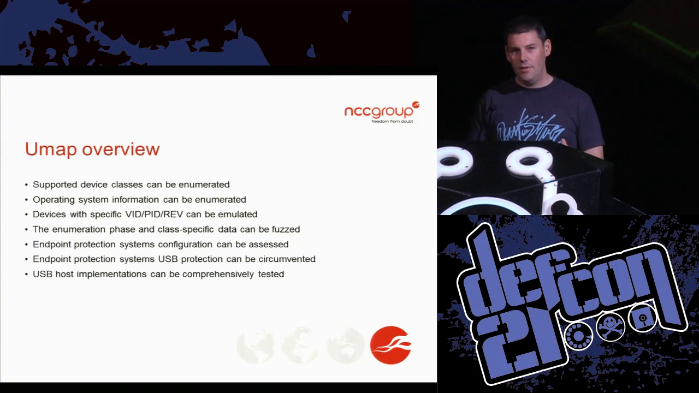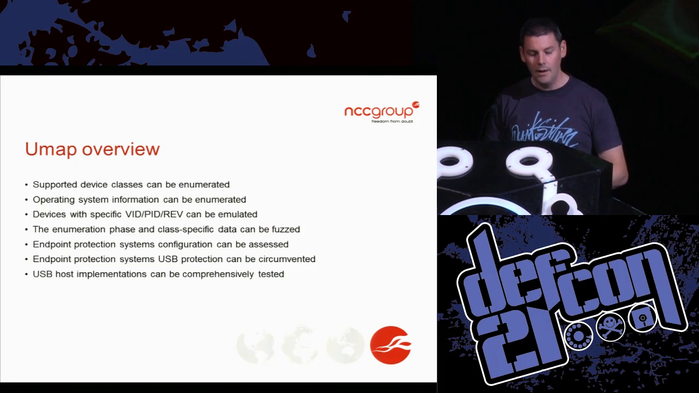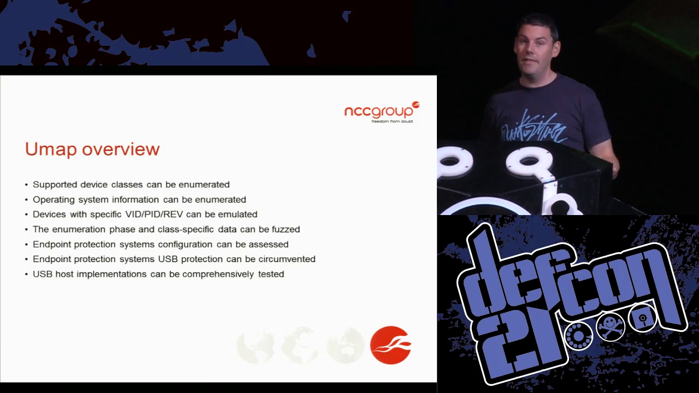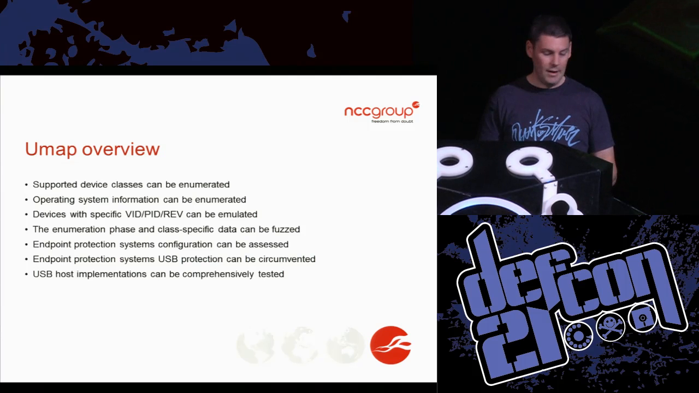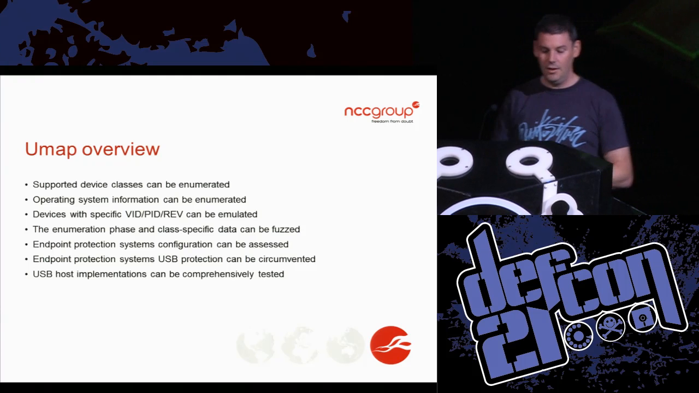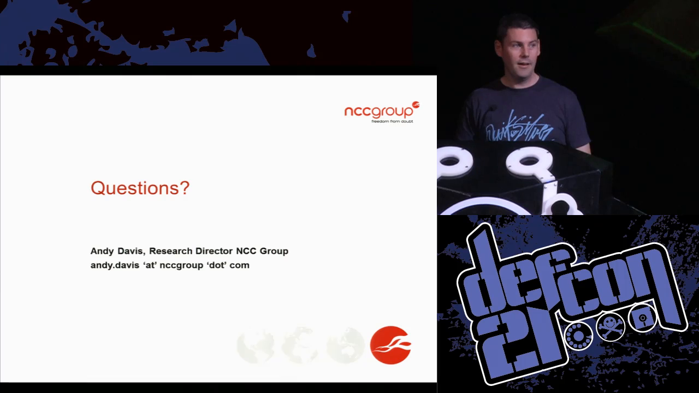As you can see with the classes, subclasses and protocols, this is an enormous attack surface. Lots and lots of this stuff is implemented in OSs and people just don't know it's there. It's just not used, but it is there as part of the attack surface and it can be fuzzed. I mentioned endpoint protection systems. You can assess the configuration of them if they're USB based, potentially circumvent them if you know specific devices that you want to emulate. And, as I said, comprehensively test USB host implementations. Wow, that's the quickest I've ever done that.